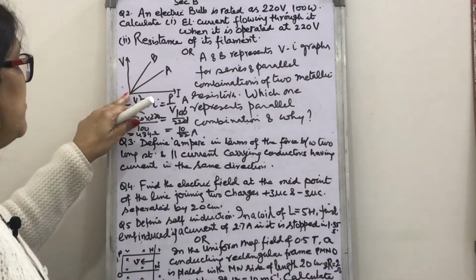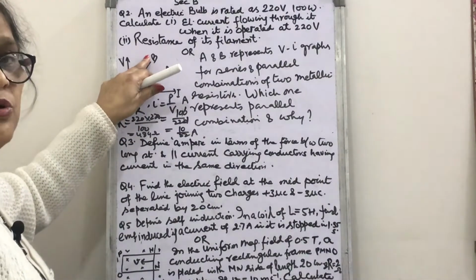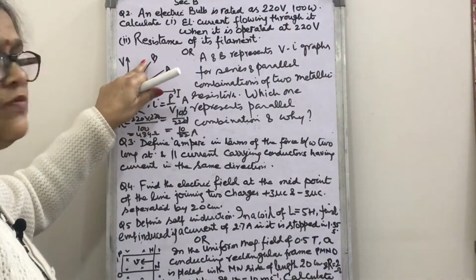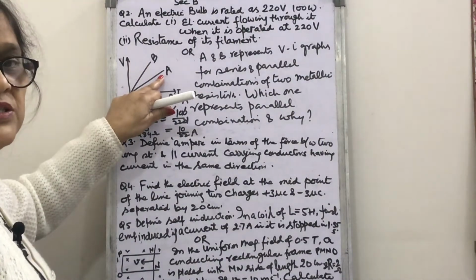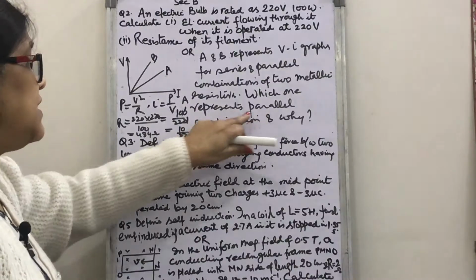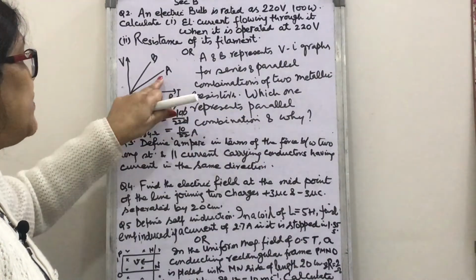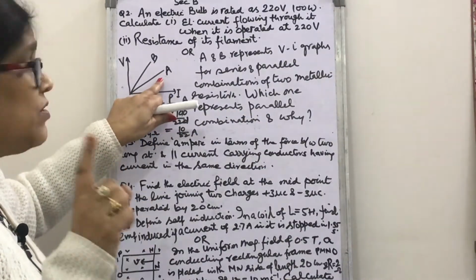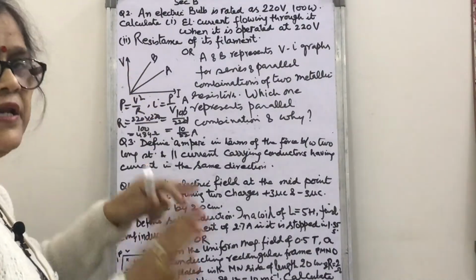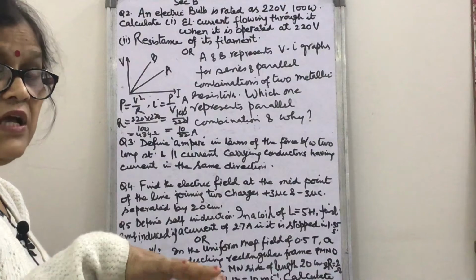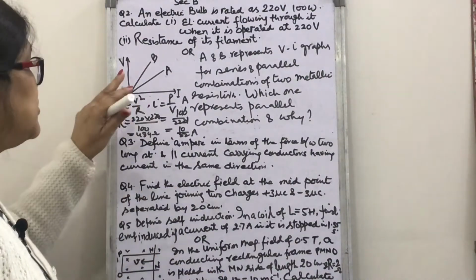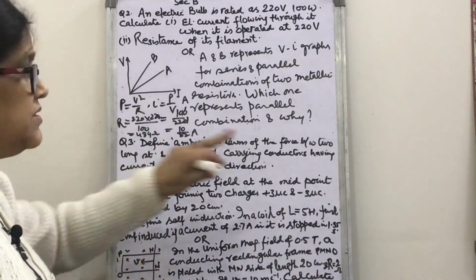Here B graph is of more slope as compared to A, so this will represent the series, and what will A represent? Parallel combination. So what will be the answer? Parallel combination and why? What will you write? A, because its slope is less and in parallel combination the net resistance decreases, and resistance is given by the slope of the VI graph. So this is the reason.